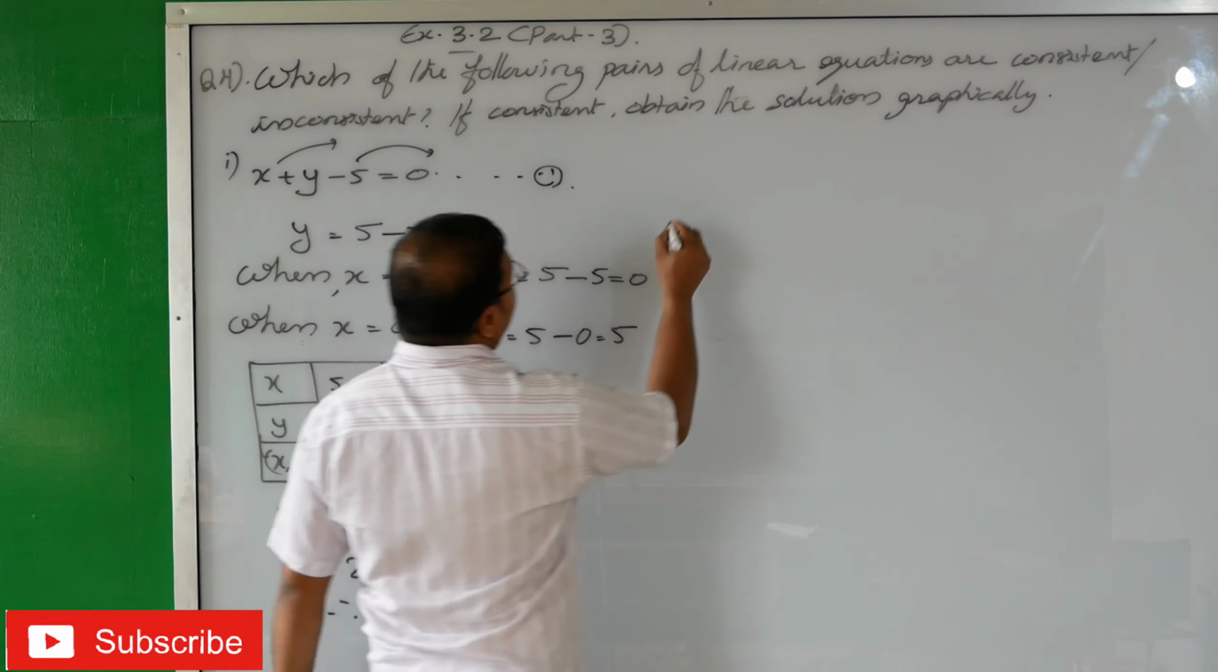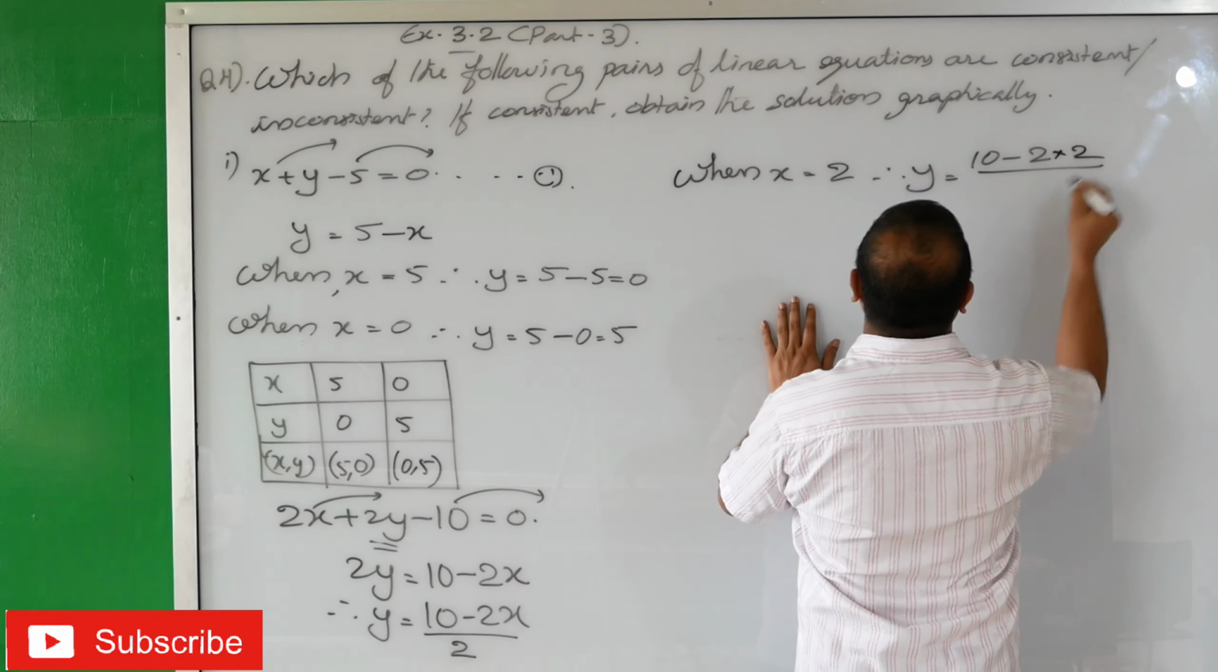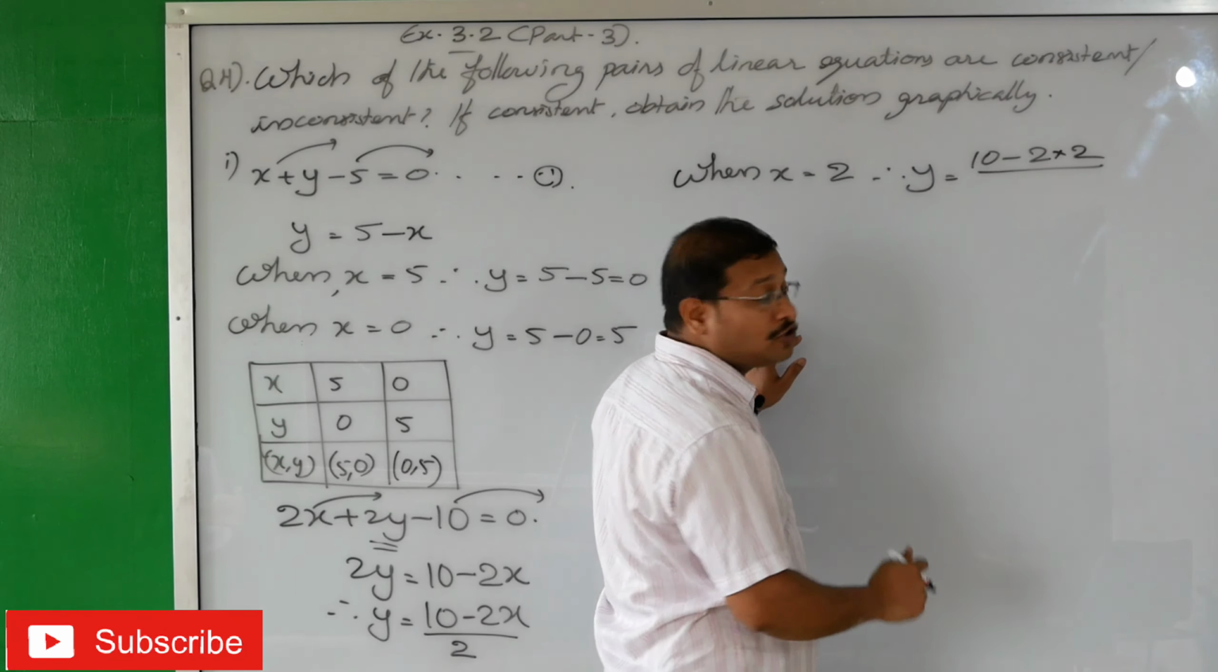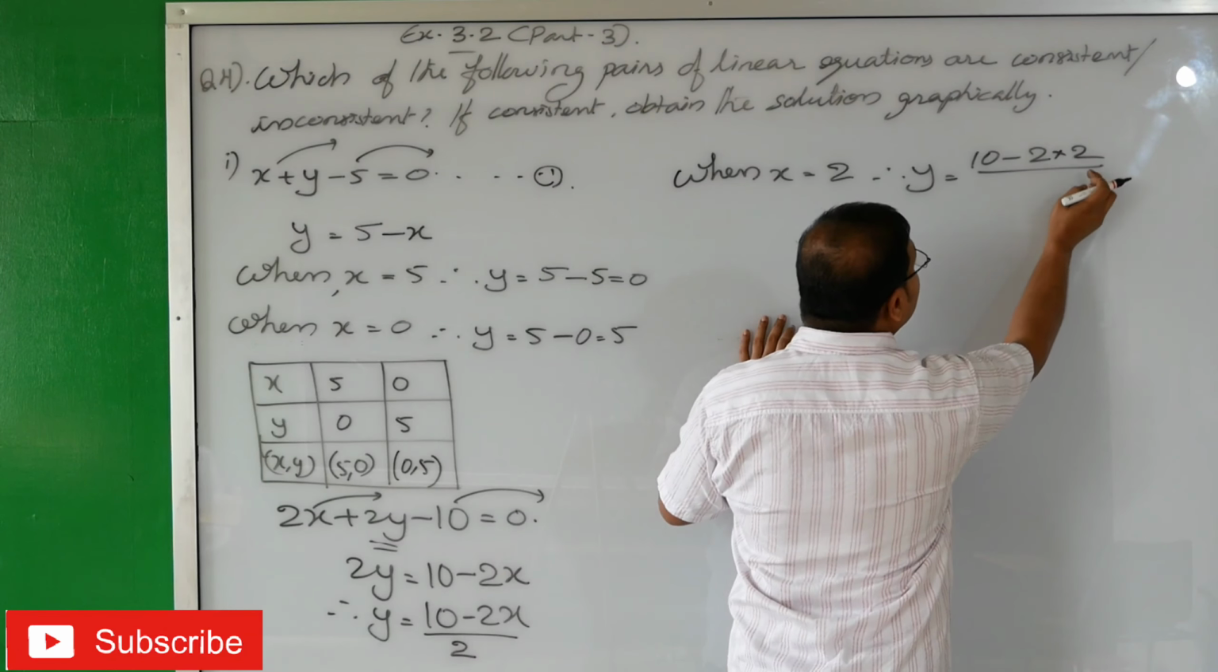When x equals, that is your wish, any value we can put. I am taking x as 2. Therefore, y equals 10 minus 2x, divided by 2. In place of x we are writing 2. So y equals 10 minus 2 times 2, divided by 2. 2 2s are 4. 10 minus 4 is 6.